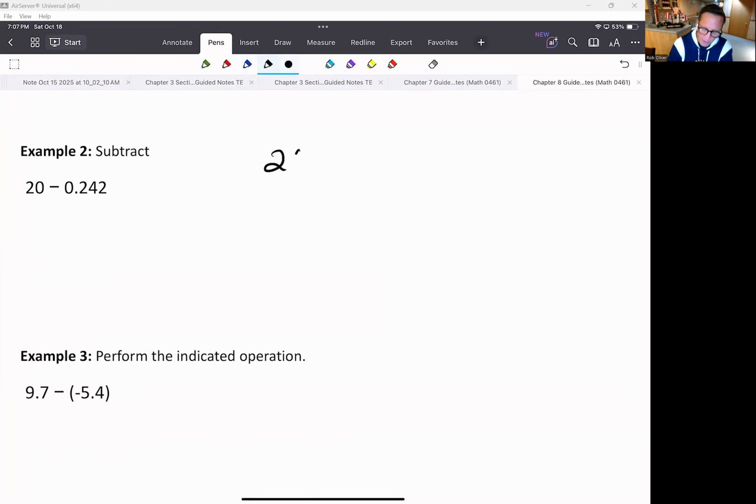And then on this next one here, we're going to subtract 20 minus 242 thousandths. So we're going to do 20. Now I'm going to write 20 like this, and I'm going to put 3 zeros on it because the decimal that we're subtracting from it has three numbers to the right of the decimal.